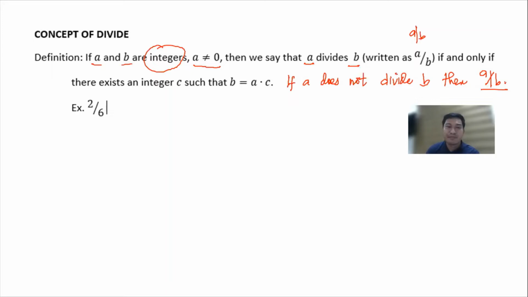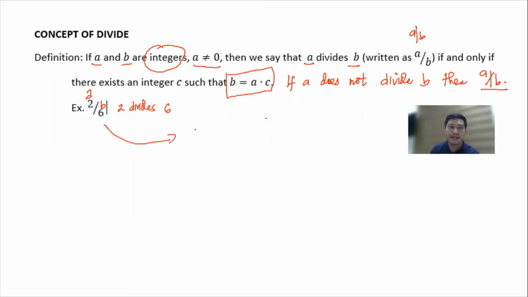So let's have an example. We have, for an example, if we will read this one, this is 2 divides 6. Is this true or false? Does 2 really divide 6 or not? So let's try. According to the definition, if this is our A and this is our B, we will have this one, right? Okay.